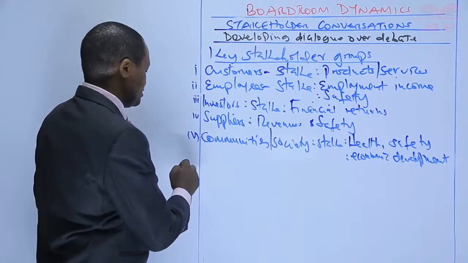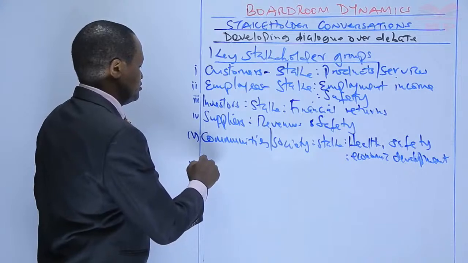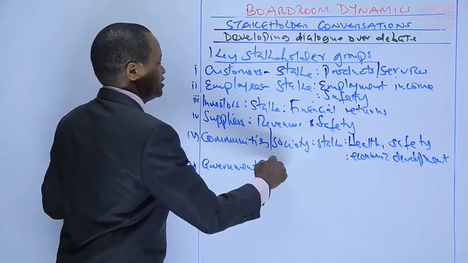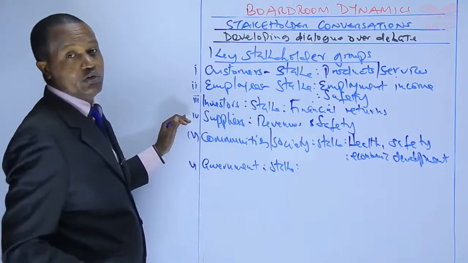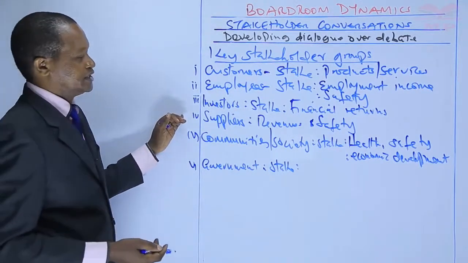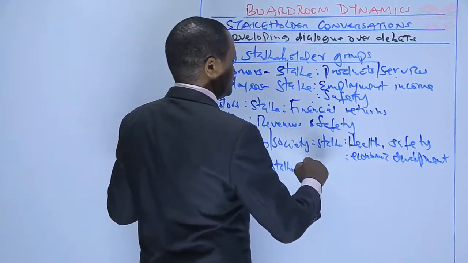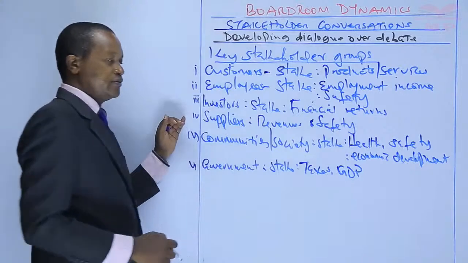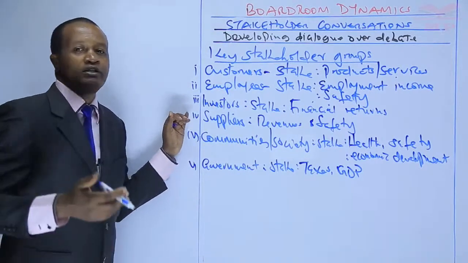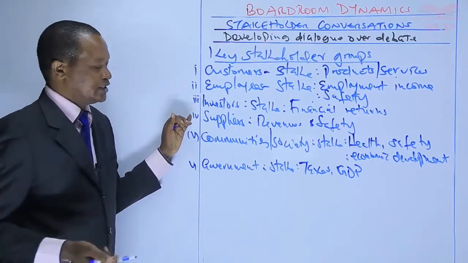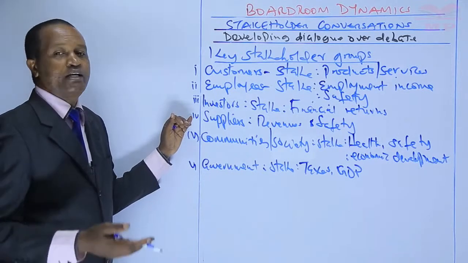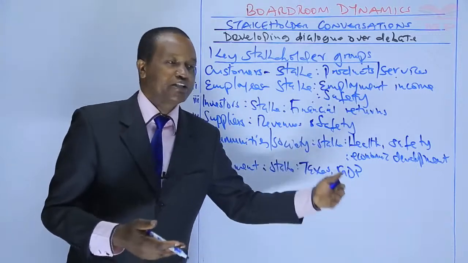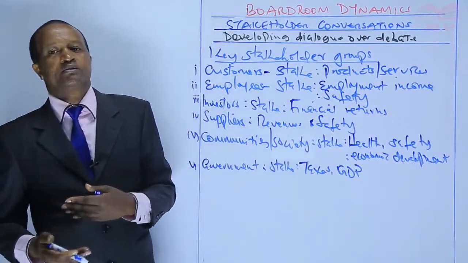The government is another stakeholder. What is the government's stake in the operations of a company? Taxes, GDP, gross domestic product, taxes, and so on. The government can also be considered a major stakeholder in a business.